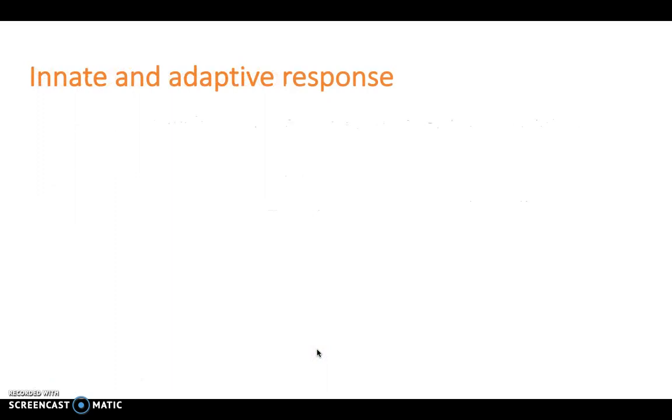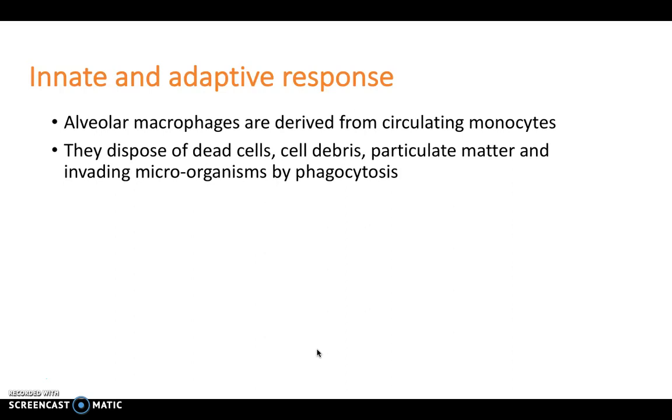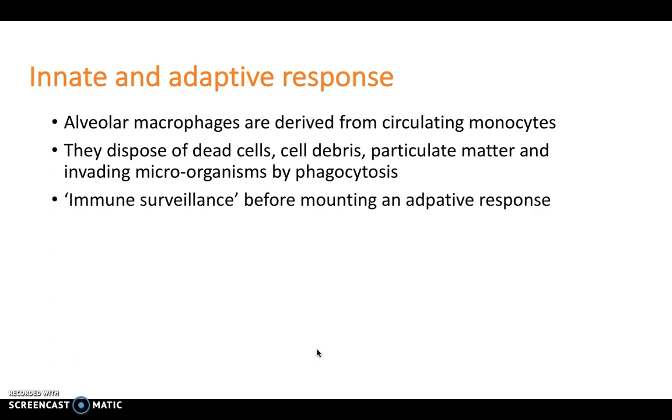In terms of innate and adaptive response, we have alveolar macrophages, which are derived, of course, from circulating monocytes. All macrophages are derived from monocytes, but alveolar macrophages are very specific to the respiratory system, and they hang around to dispose of dead cells, cell debris, particulate matter, and any invading microorganisms, and they do this by phagocytosis. In terms of immune surveillance, this is before mounting an adaptive response. An adaptive response is much more efficient, but it takes a lot longer to kick in.